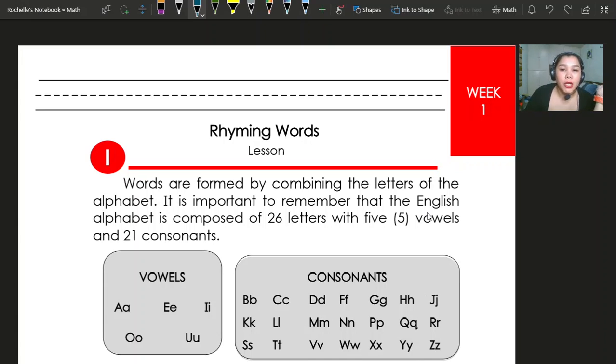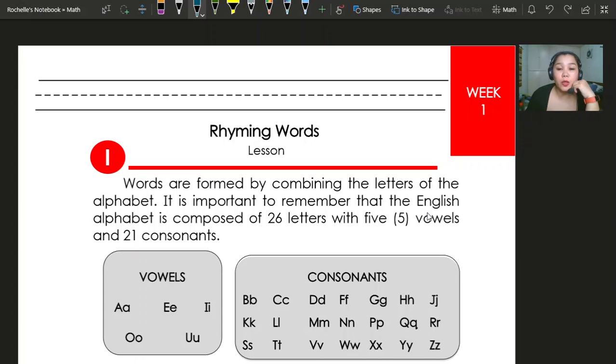And then if you're done, so this is week 1 of English. So the first topic that we have is about rhyming words. So this is not a module type anymore, but a learning answer sheet. So it says here for the introduction, words are formed by combining the letters of the alphabet.